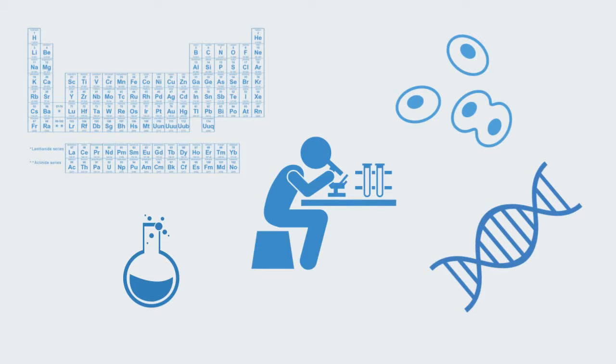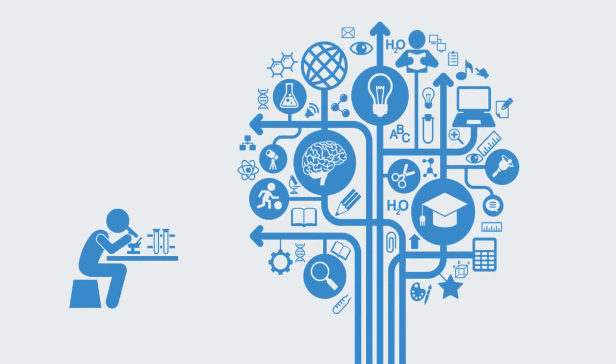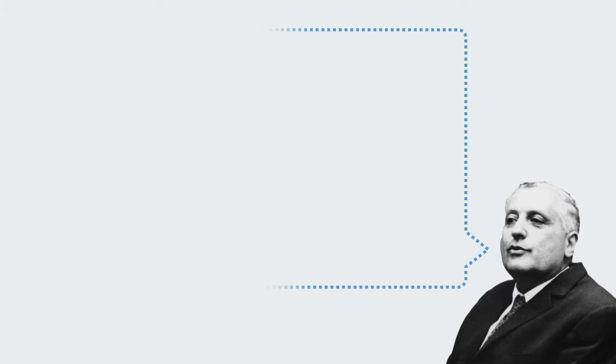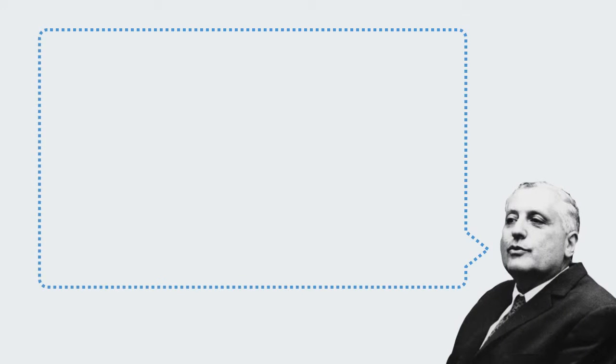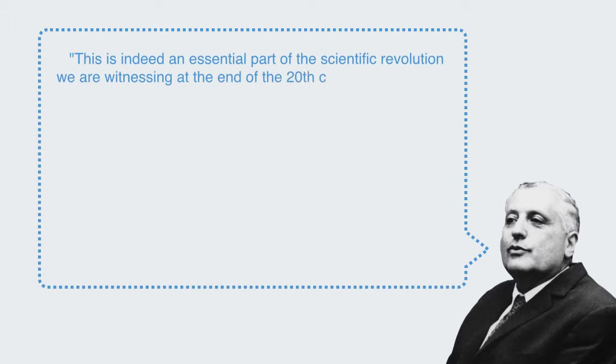Through analysis, we've developed a large and sophisticated body of knowledge within many specific domains. But this paradigm has also taken modern science down a particular trajectory. This is illustrated by one of the great heroes of nonlinear science, the chemist Ilya Prigogine, when he wrote, "This is indeed an essential part of the scientific revolution that we're witnessing at the end of the 20th century.